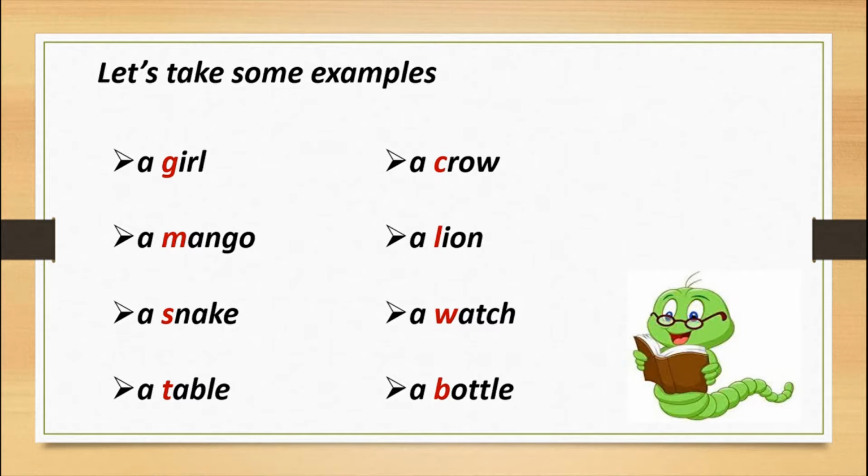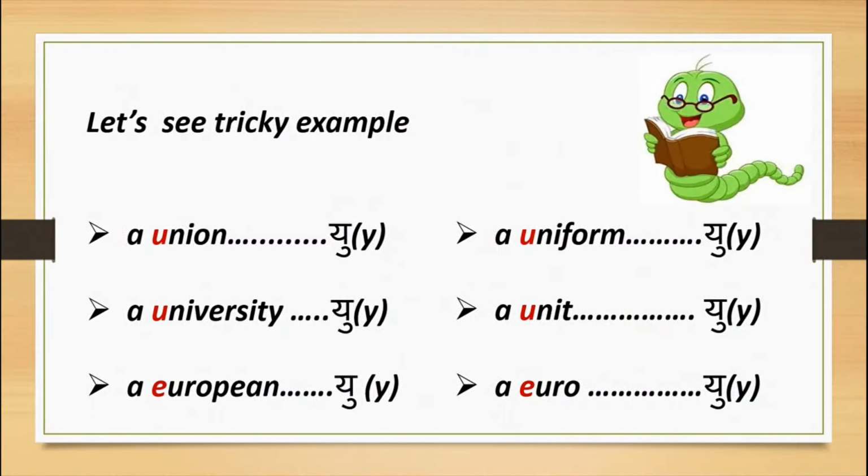Mango. Snake. Table. Crow. Lion. Watch. Bottle. Let's see some tricky examples which starts with vowel पर sound consonant का आता है.